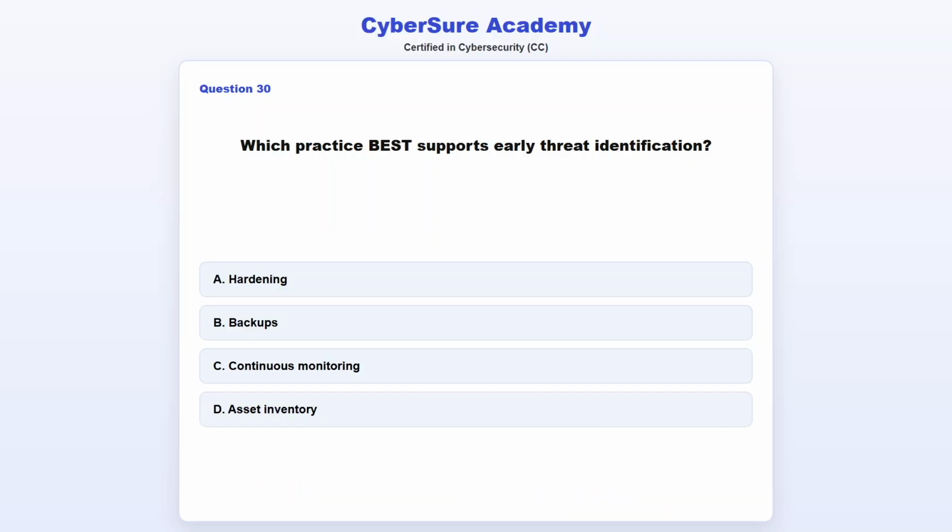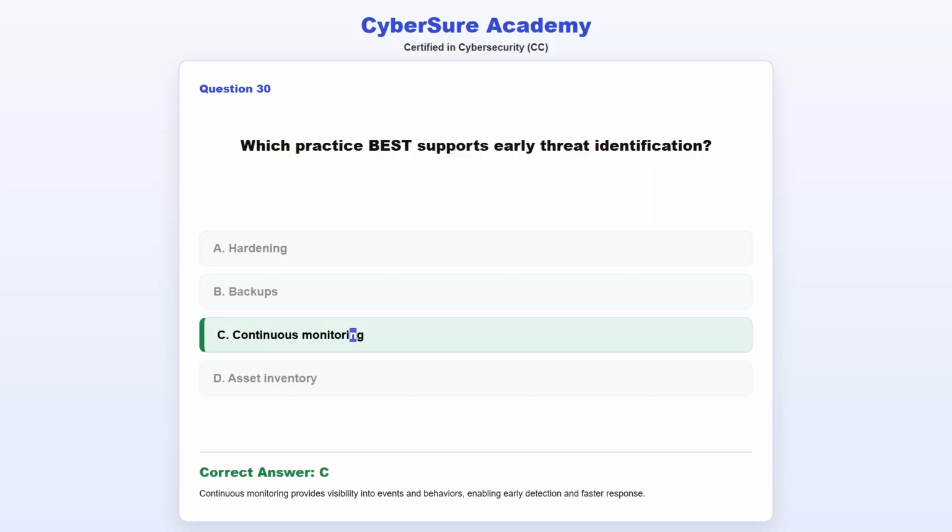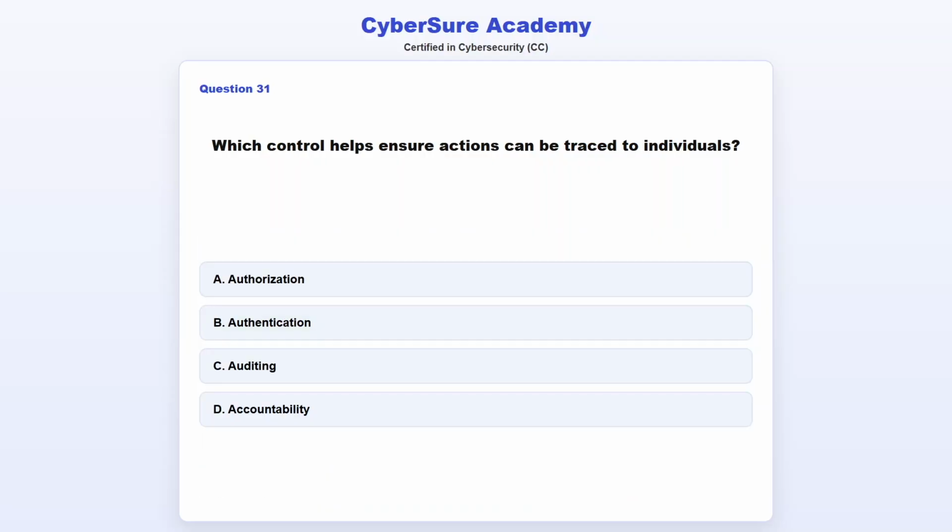Question 30. Which practice best supports early threat identification? A. Hardening. B. Backups. C. Continuous monitoring. D. Asset inventory. The answer is C. Continuous monitoring. Continuous monitoring provides visibility into events and behaviors, enabling early detection and faster response.